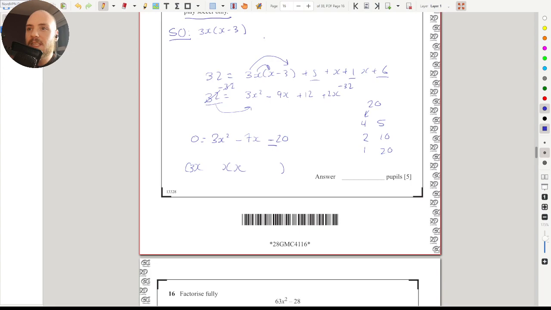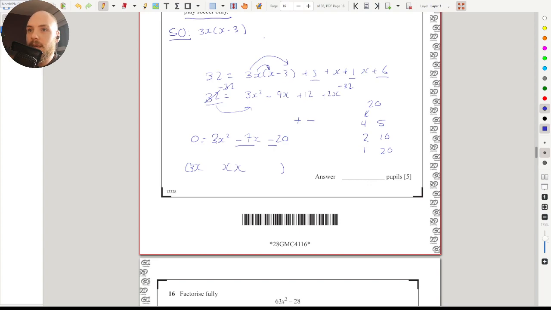We have a minus 7x, and we've got a minus 20, okay? A minus multiplied by a minus, if both numbers were negative, this would be positive. So I know that our numbers are going to be a positive and a negative, with the bigger number being negative as our minus, as we have our minus 7 here, which I'll explain and show in better detail, okay?